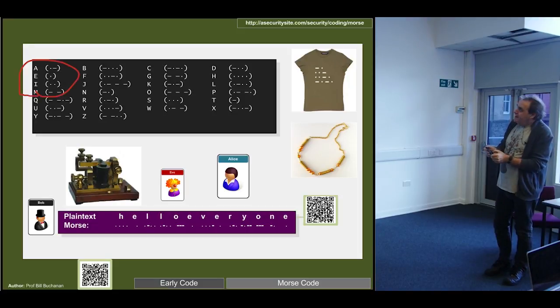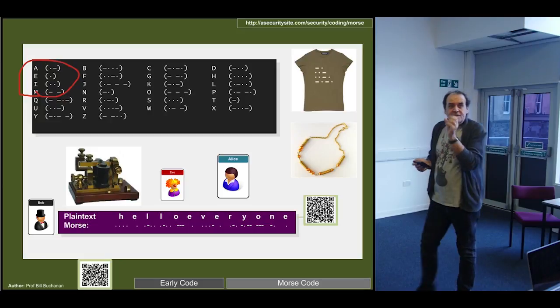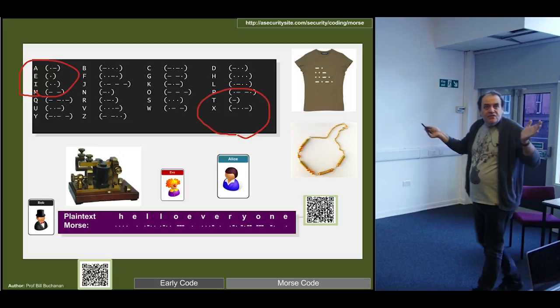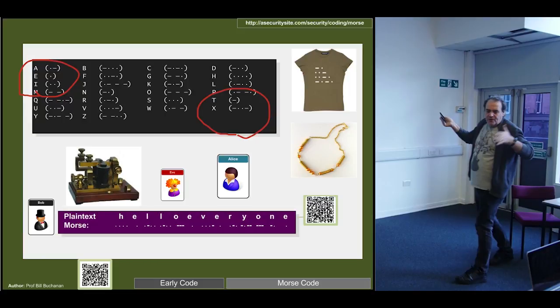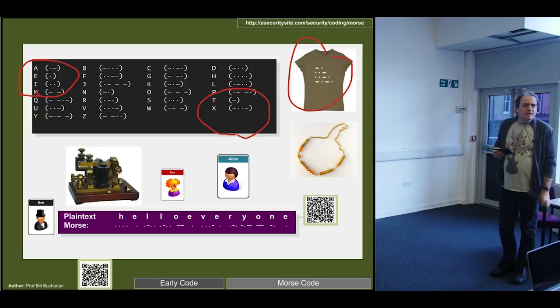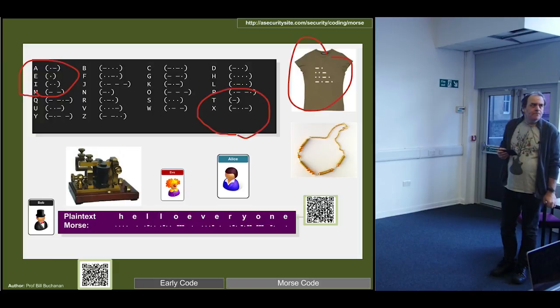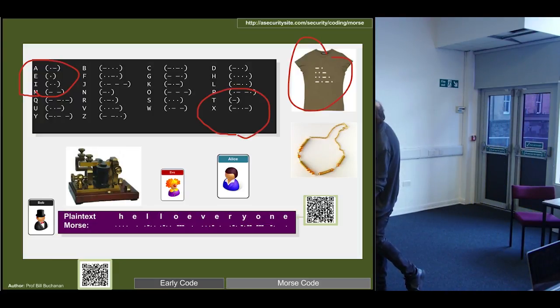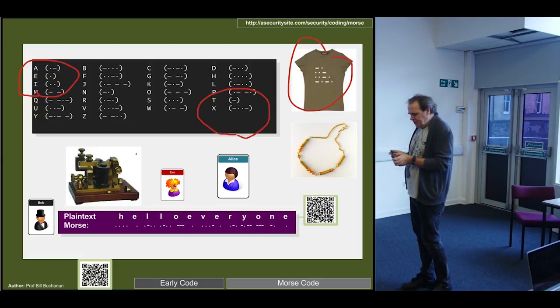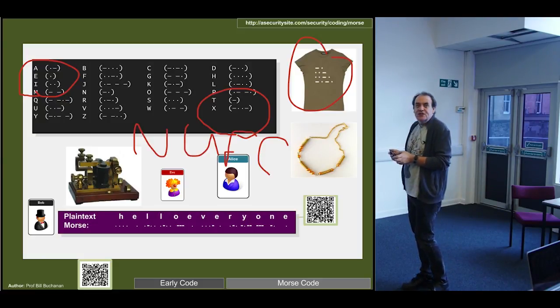You find that the most popular letters have the shortest code, and the least popular ones actually have a longer code. So that reduces the amount of time it's going to take. You need a little pause between, but you'll be able to decode it. Can anybody decode this one? I think it's NUFC. So this is Newcastle United Football Club.